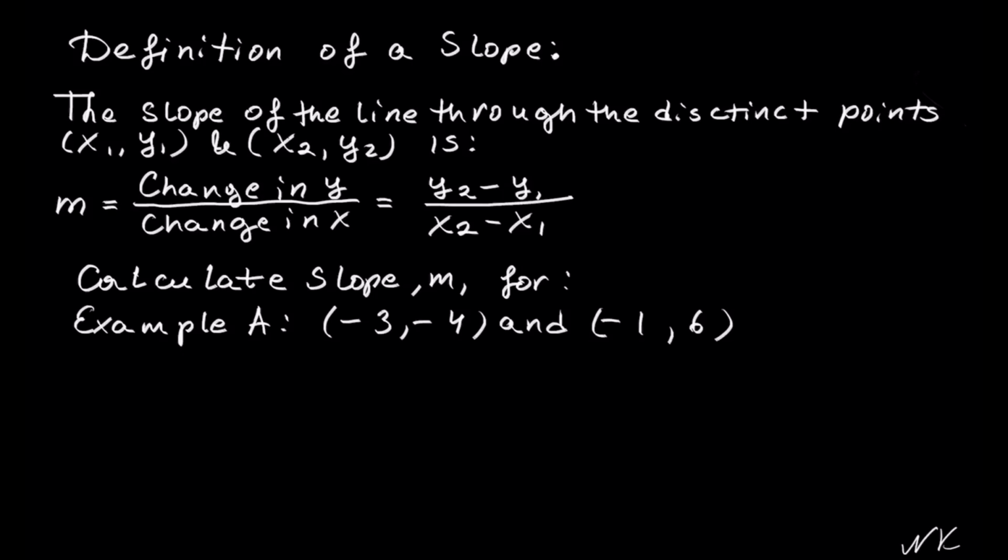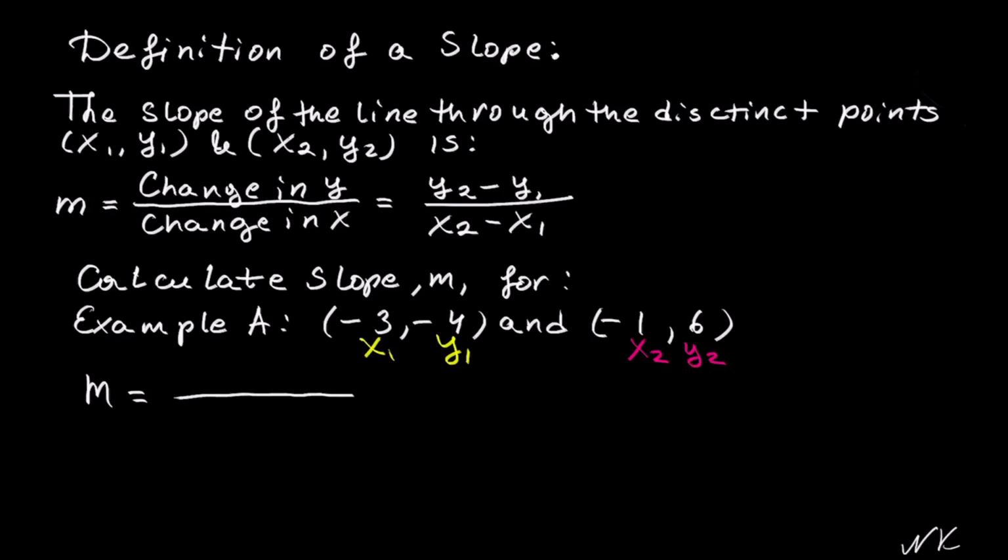So here we have example A, where we have to calculate slope m for the line going through points (-3, -4) and (-1, 6). In order to calculate slope m, we're going to take a ratio of change in y and change in x. So the first point we have is (-3, -4), so let's have it as (x1, y1). And the second point we have is (-1, 6), so let's have it as (x2, y2).